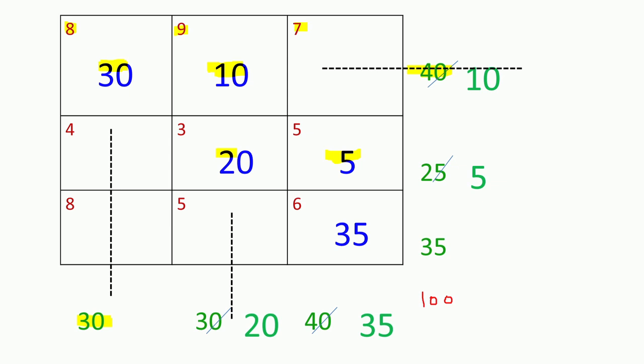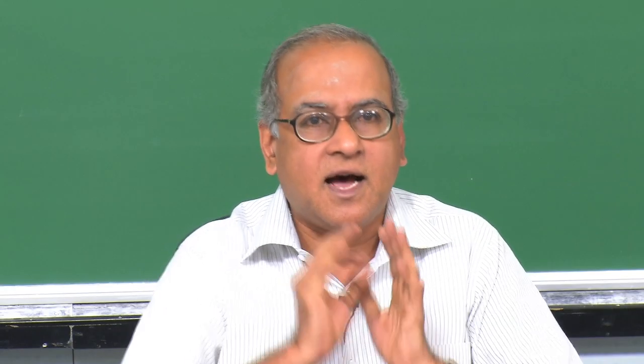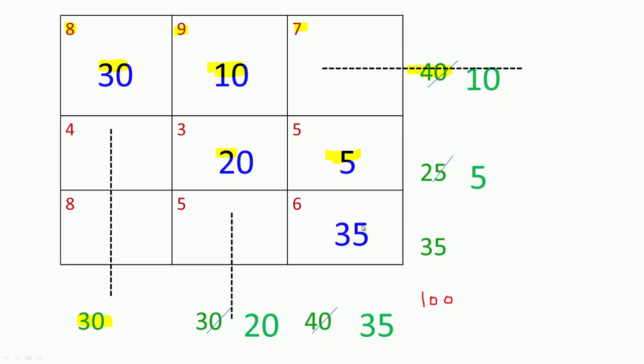We also observed that when we made the last allocation, which happened to be here at 35, we realized that the supply was 35 and the requirement was also 35.